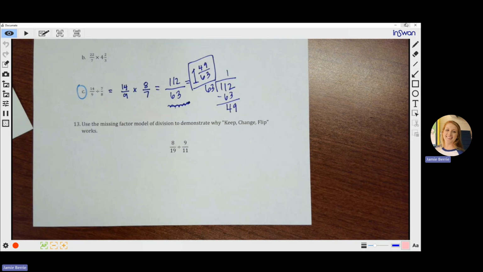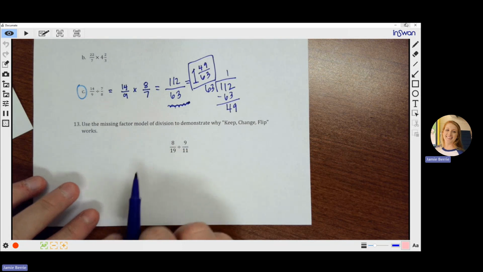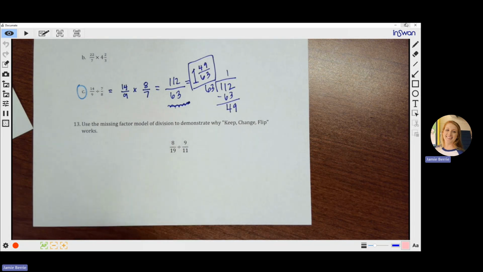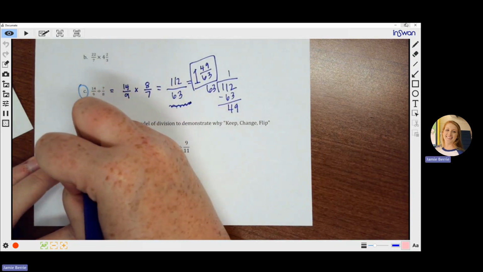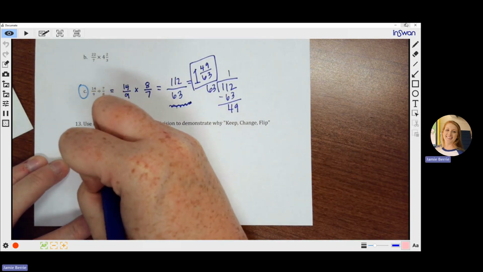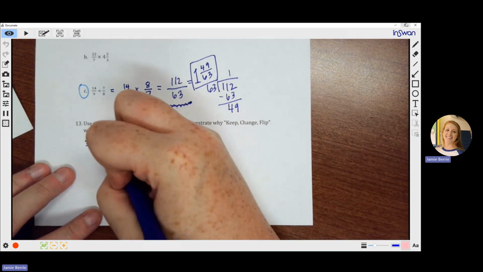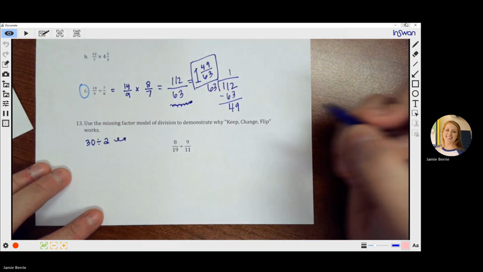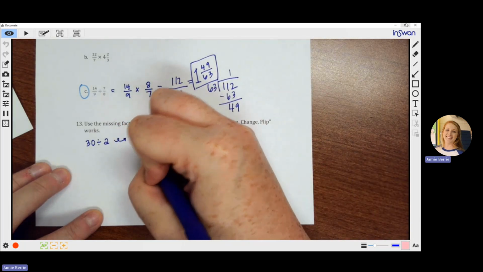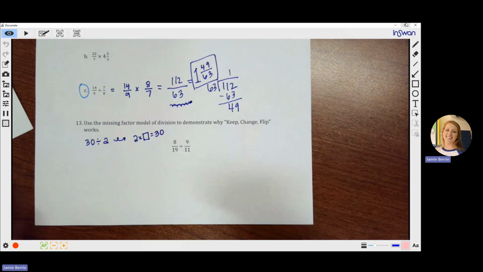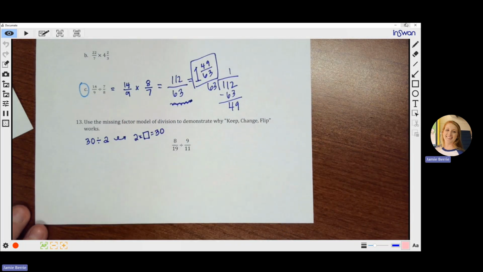Next, on number 13, it says use the missing factor model of division to demonstrate why keep, change, flip works. I'm not going to put this on the test, but I put it on here just because I wanted you to have another opportunity to explore this concept. I think it's really cool and really interesting. If you remember the way that we did this, we took something simple like 30 divided by 2. The missing factor model of division says, think of this as 2 times what will give you 30. So we're going to mimic that for our fractions here.